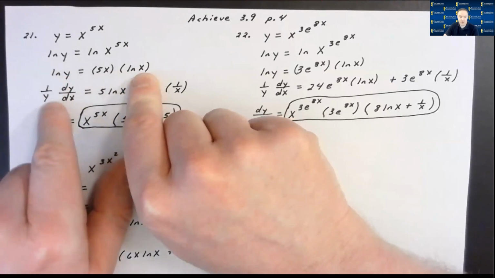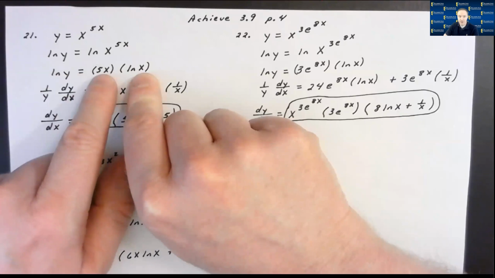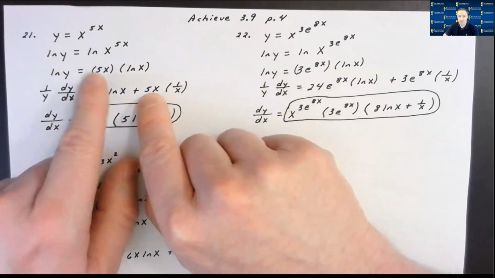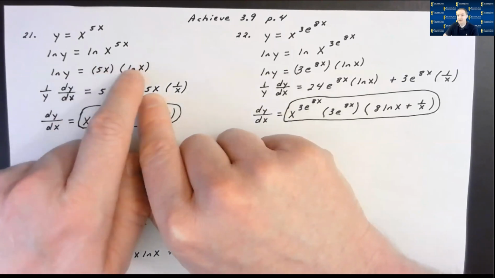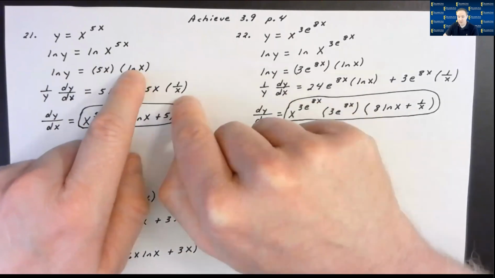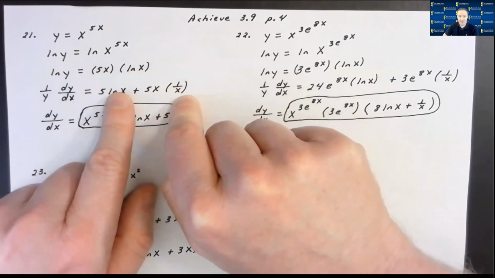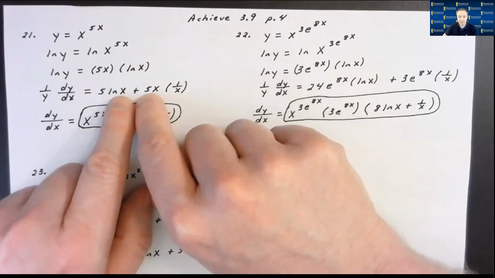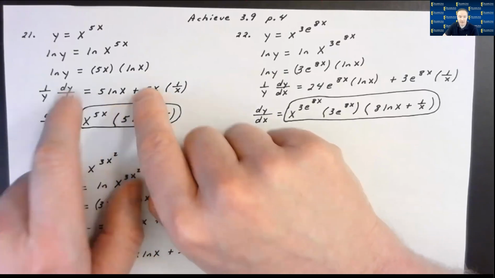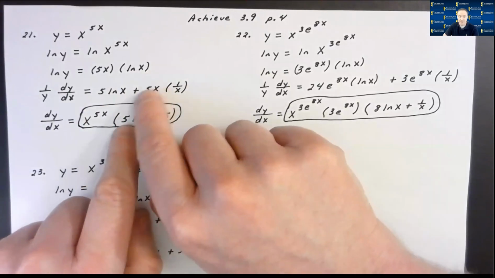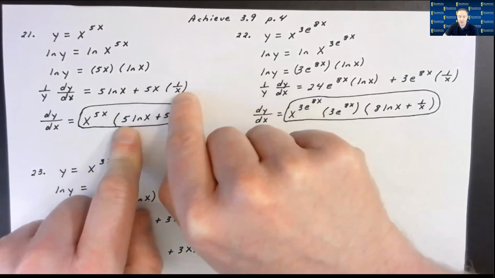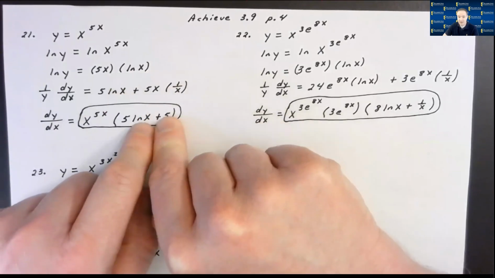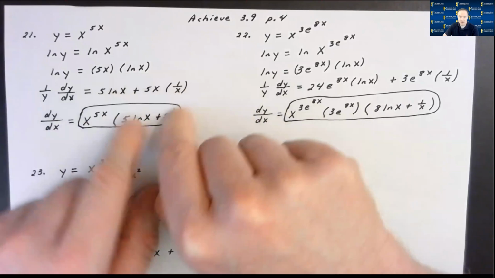Derivative of the left, 1 over y dy dx. Derivative of the right, derivative of the first, 5, times the second, natural log of x, plus the first, 5x, times the derivative of the second, which is where I get my 1 over x. Then on that right-hand side, I can simplify it a bit. Well, actually, I didn't factor out the 5. I just said 5x times 1 over x is going to be plus 5, and I'd get 5 natural log of x plus 5. I could have factored out the 5. I chose not to. So this is my right-hand side.